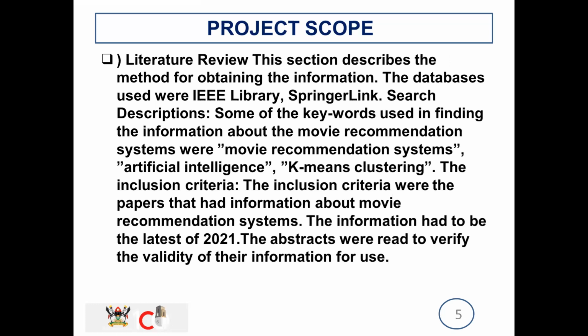Let's look at the project scope. In obtaining this information, we used the IEEE library, and I put it in the references, so you can go and check it out. There are different concept papers and Springer Link. The keywords we used to find the information were movie recommendation, artificial intelligence, and K-means clustering. K-means is an algorithm, and supervised learning, which we shall look at in the near future. It's an algorithm which will be used here.